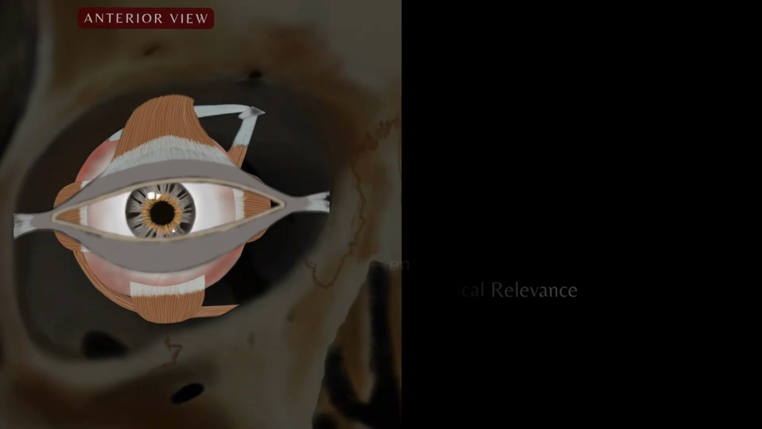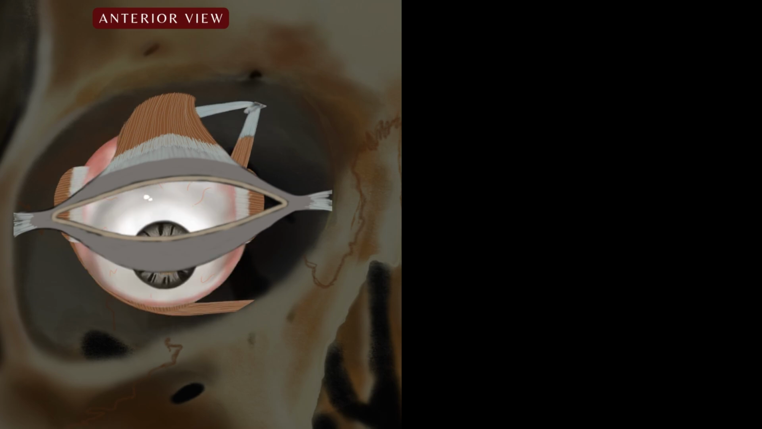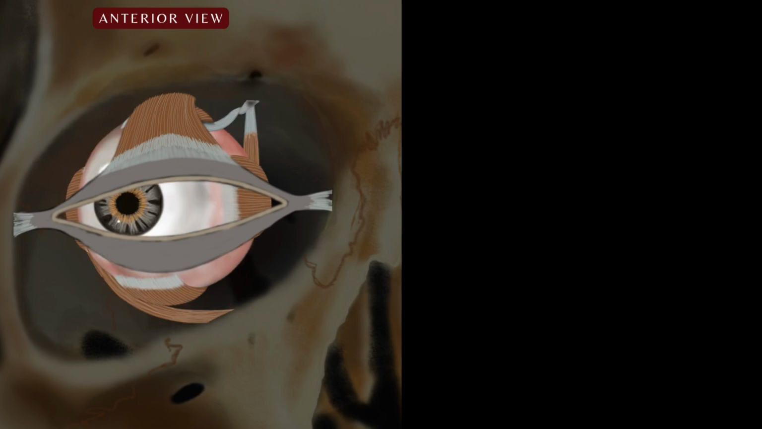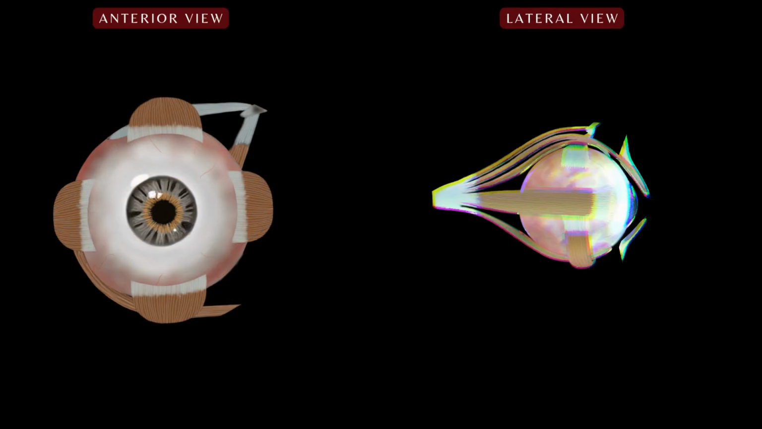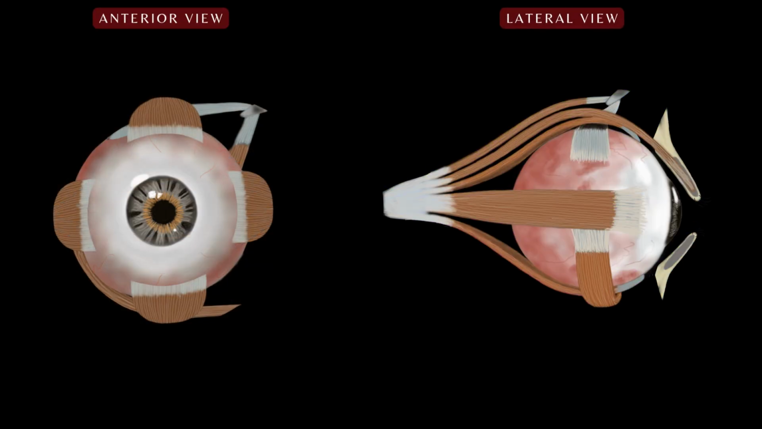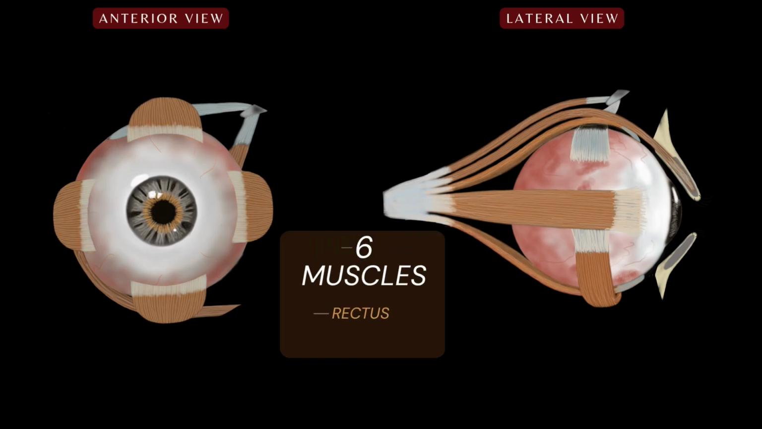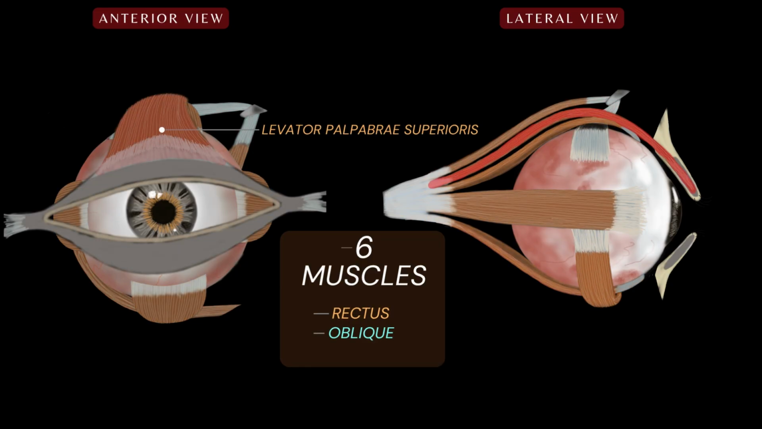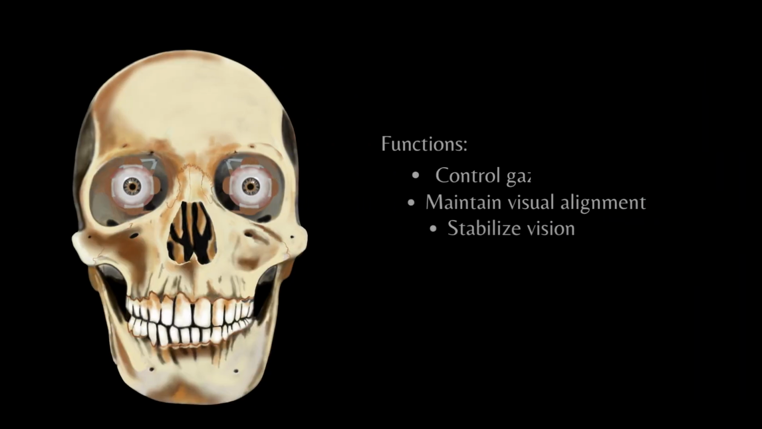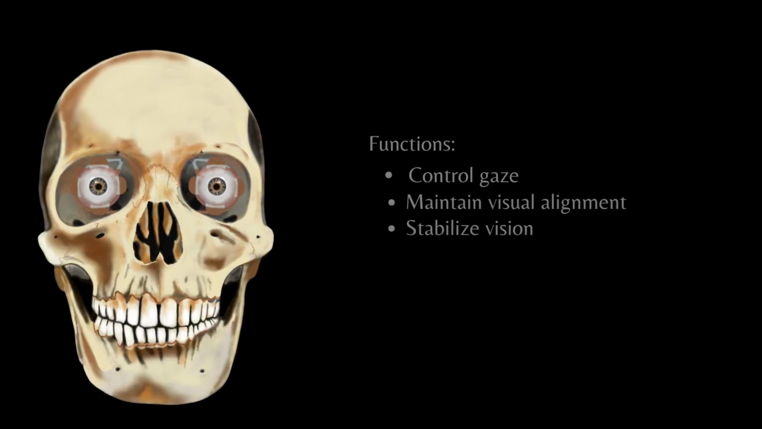The extraocular muscles are responsible for precise movements of the eyeball and the upper eyelid. Here are illustrations of the anterior and lateral views of the eye. There are 6 muscles that move the eyeball, 4 rectus muscles and 2 oblique muscles, and 1 additional muscle, the levator palpebrae superioris, which elevates the eyelid. These muscles work together to control gaze, maintain visual alignment, and stabilize vision.